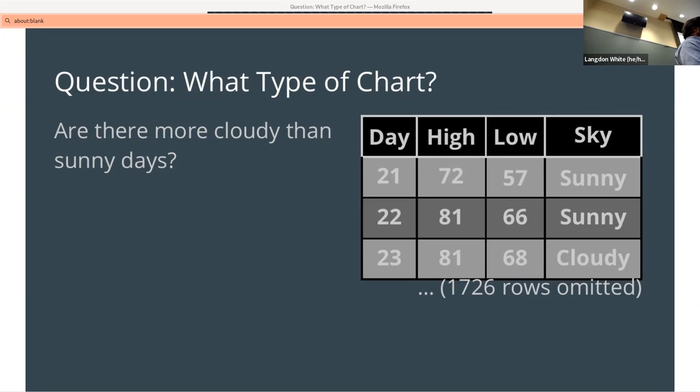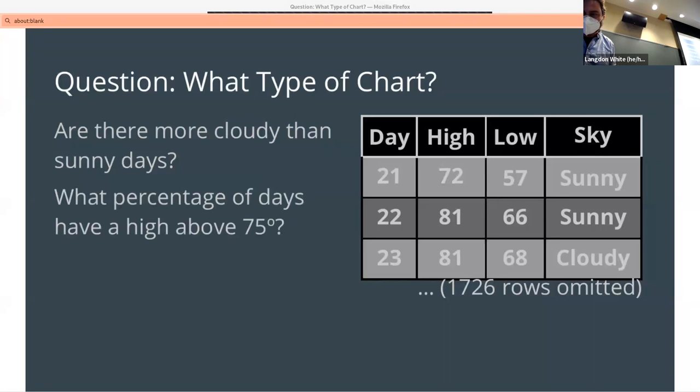I think a bar chart. Yeah, a bar chart, that would make sense. This may or may not be a bill, yeah, okay.